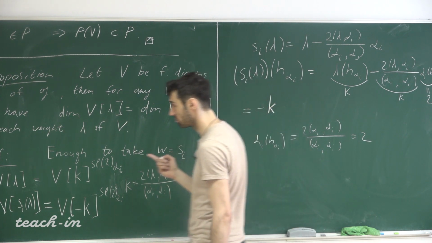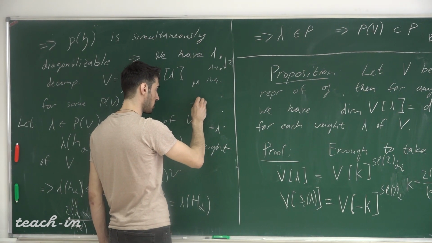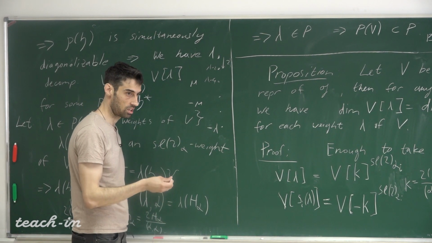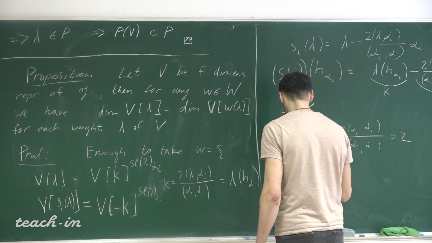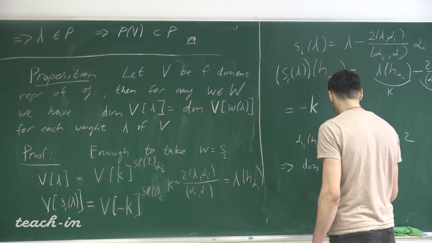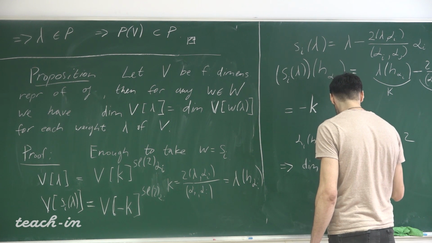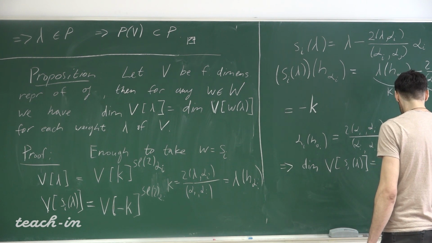But we know from representation theory of SL2 that if we have a finite dimensional representation of SL2, the dimensions of the weight subspaces corresponding to some mu and to weight negative mu are the same. So therefore, the dimension of V of Si of lambda is the same as the dimension of V of lambda.